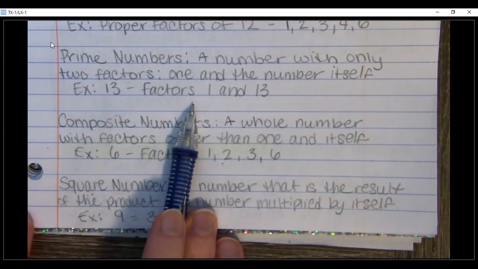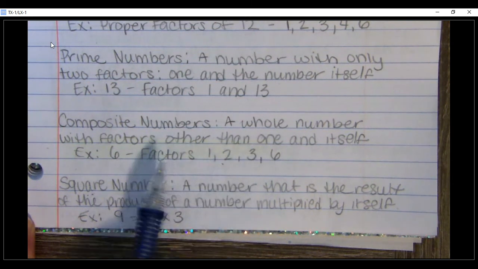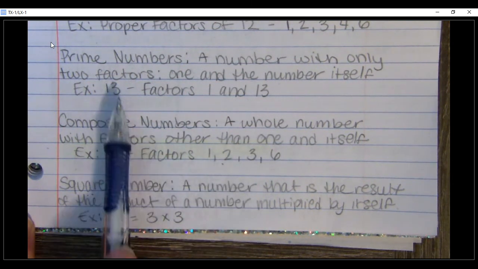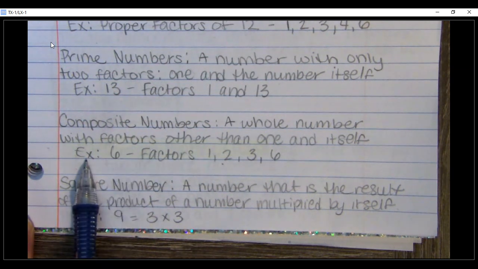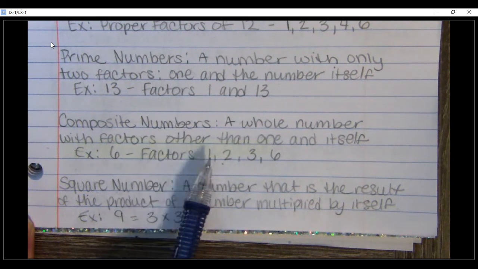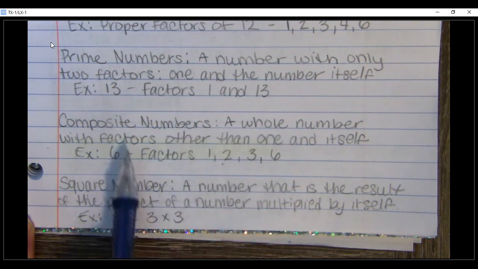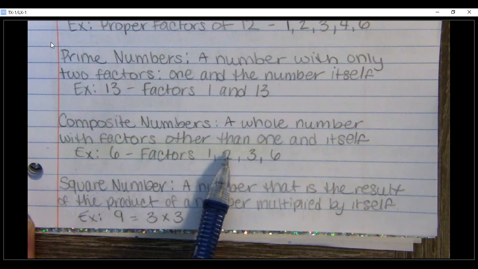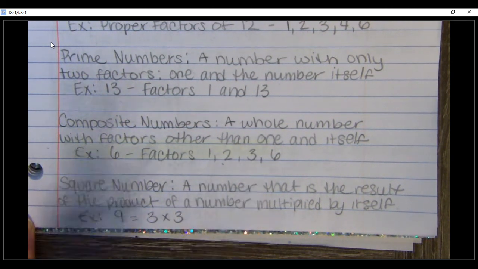A composite number is a whole number with factors other than 1 and itself. So prime numbers and composite numbers are the opposites of each other. An example of a composite number is 6. Factors of 6 include 1, 2, 3, and 6. We know this is a composite number because we have two other factors other than 1 and the number itself.